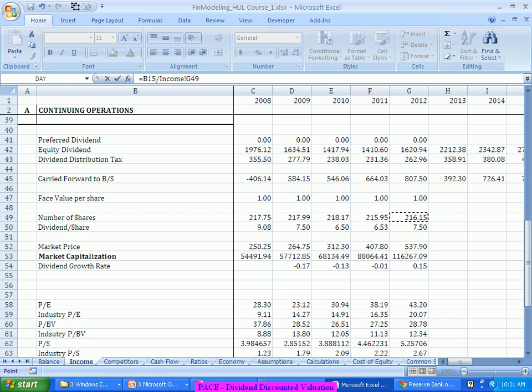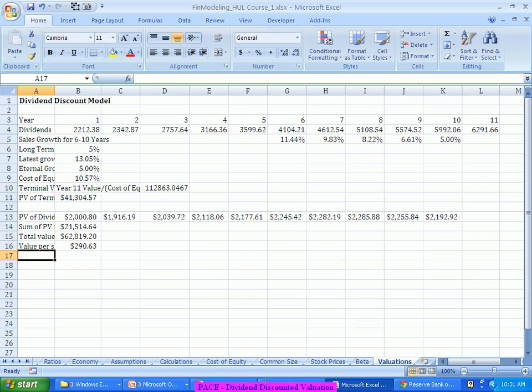So when I divide it by this number, I'm getting the value as 290 rupees. According to me, the value of HUL, going with this kind of current assumption, with my assumptions, is only 290 rupees a share. Right?